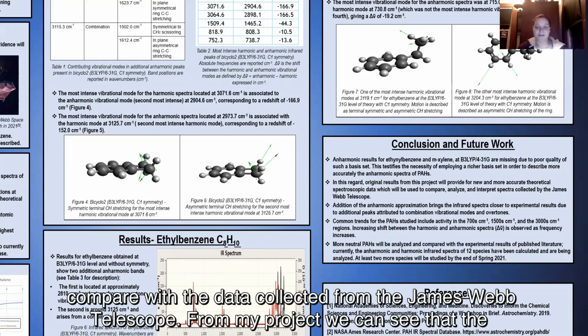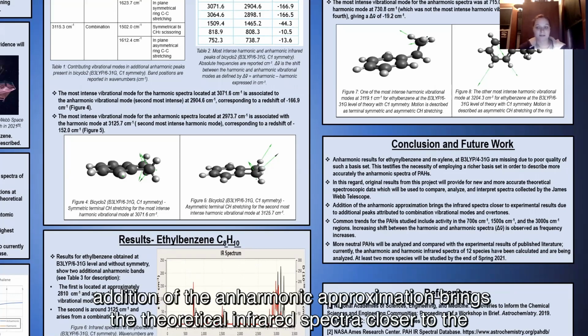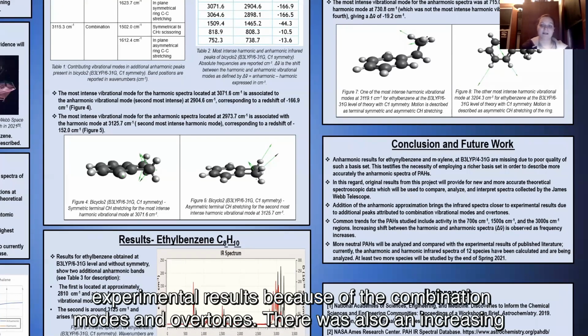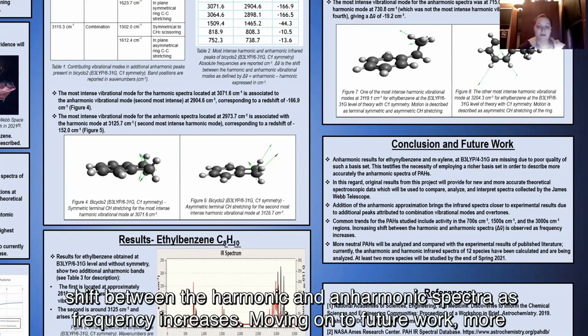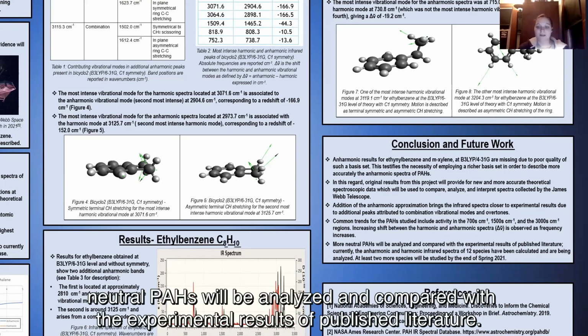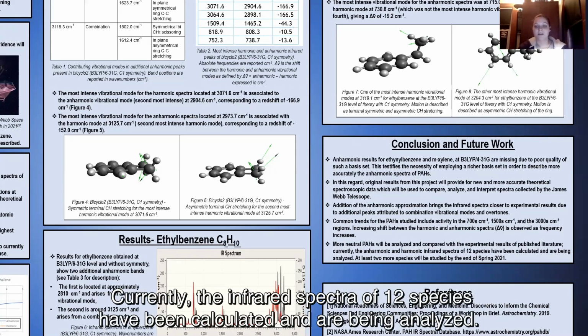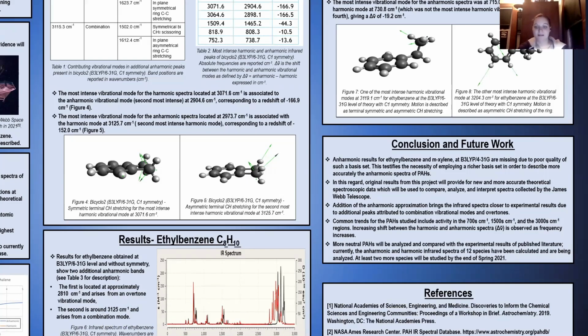From my project, we can see that the addition of the anharmonic approximation brings the theoretical infrared spectra closer to the experimental results because of the combination modes and overtones. There was also an increasing shift between the harmonic and anharmonic spectra as frequency increases. Moving on to future work, more neutral PAHs will be analyzed and compared with the experimental results of published literature. Currently, the infrared spectra of 12 species have been calculated and are being analyzed.